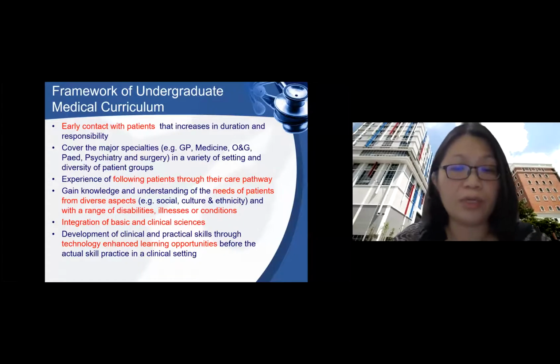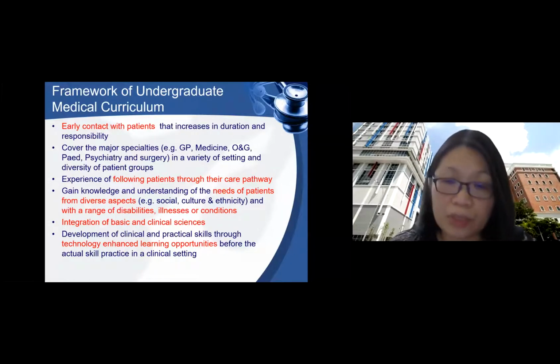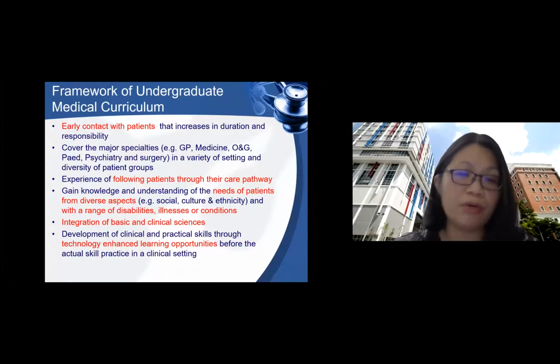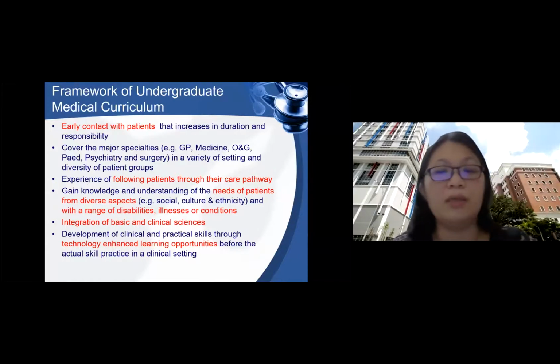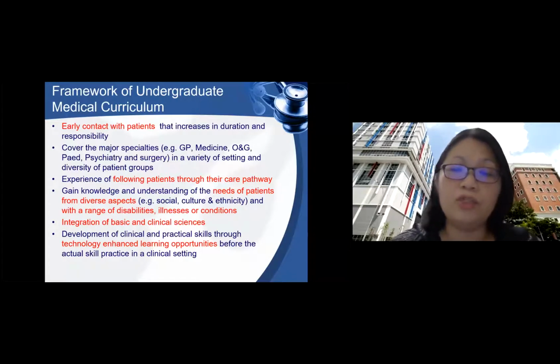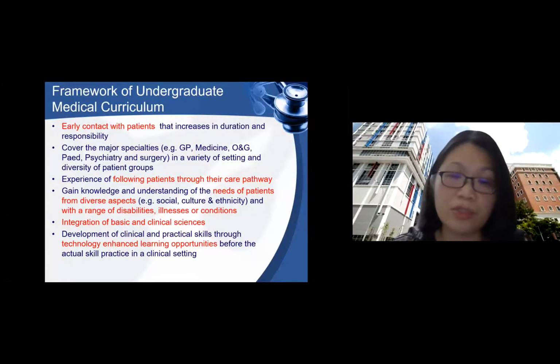Development of clinical and practical skills through technology-enhanced learning opportunity before the actual skills are practiced in a clinical setting. So normally, before we allow the students to have real contact with the patient, we make sure that the medical students are trained before they practice their skills, using simulators in the skill lab. So make sure they are briefed and trained before they are allowed to have hands-on practice on the patient, to ensure the safety of the patient as well as the student.